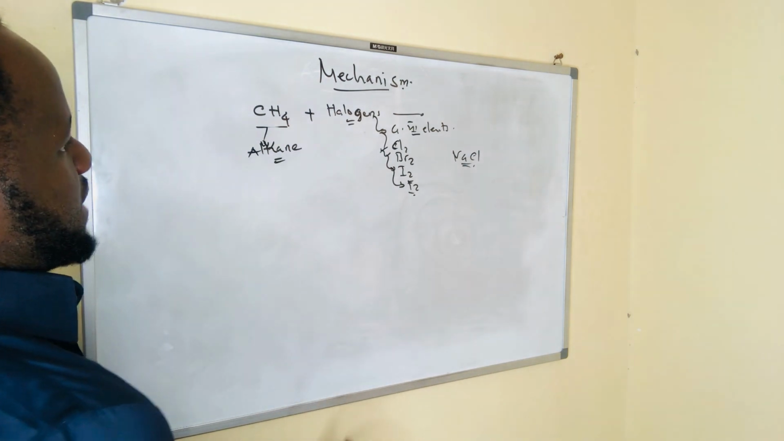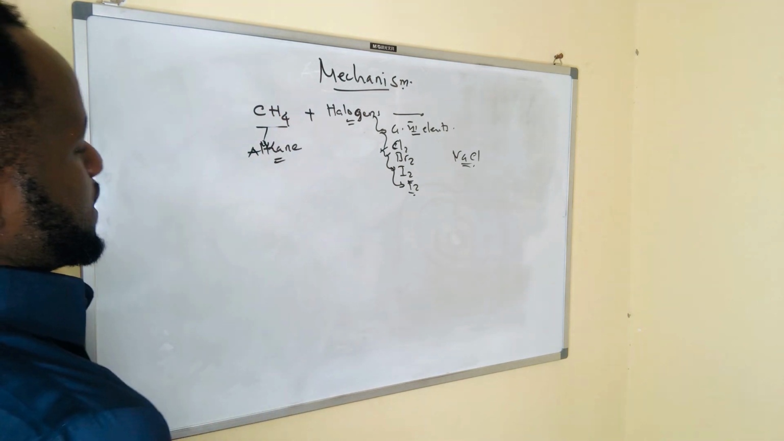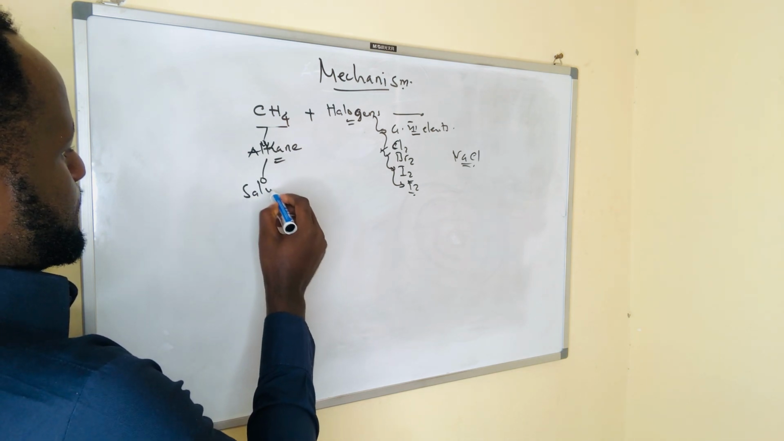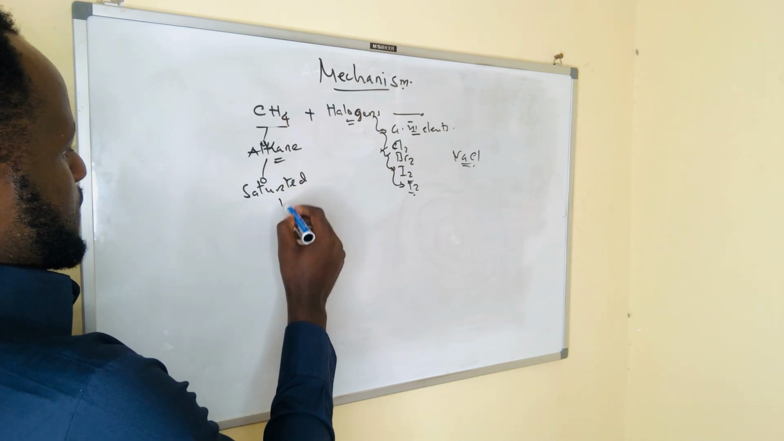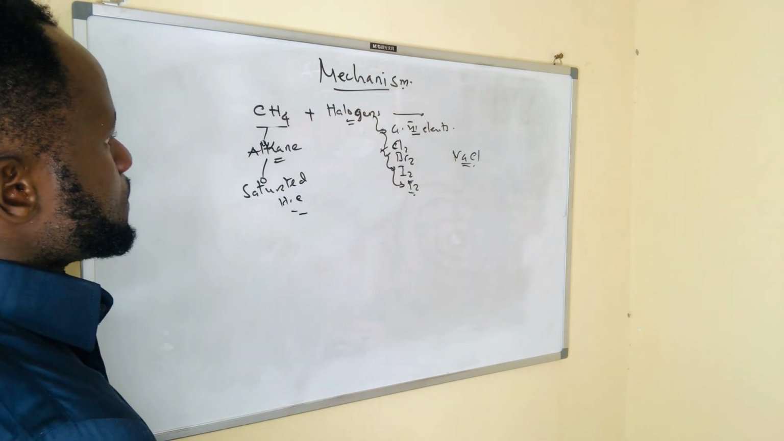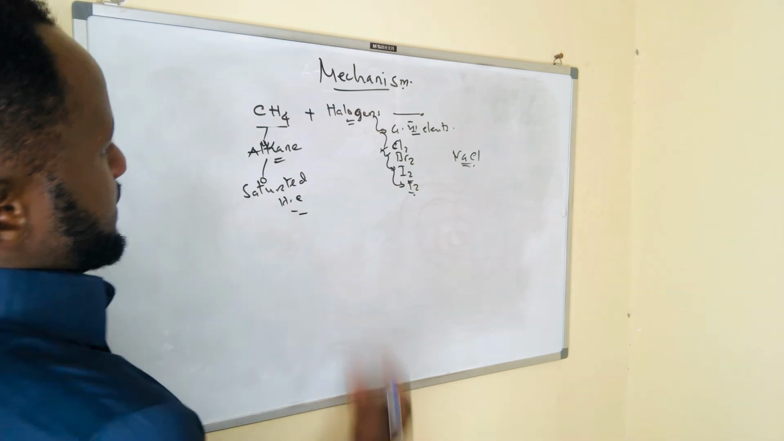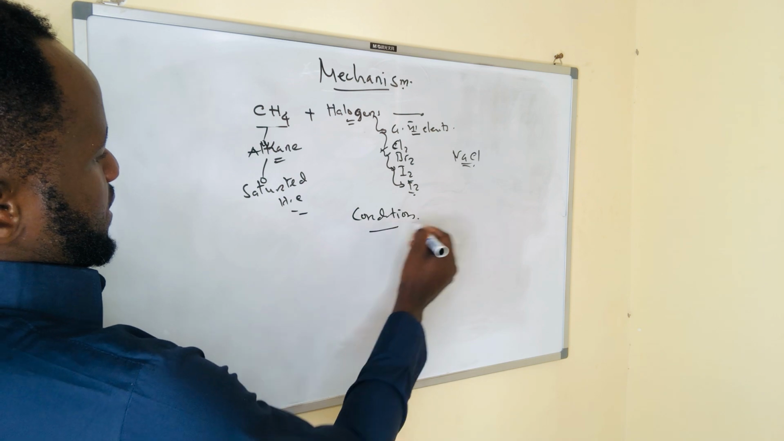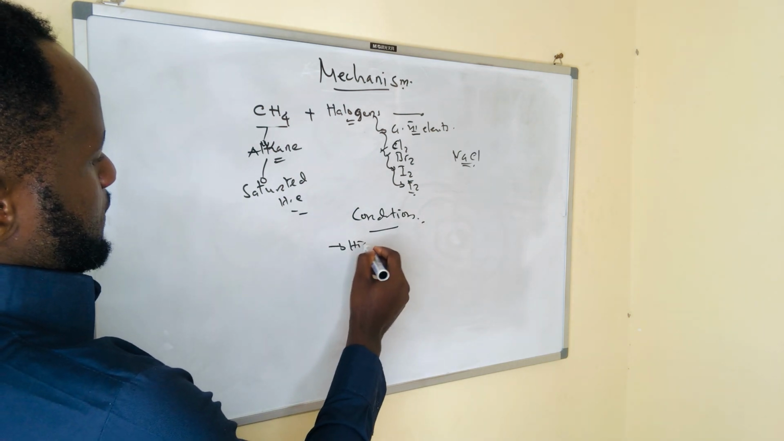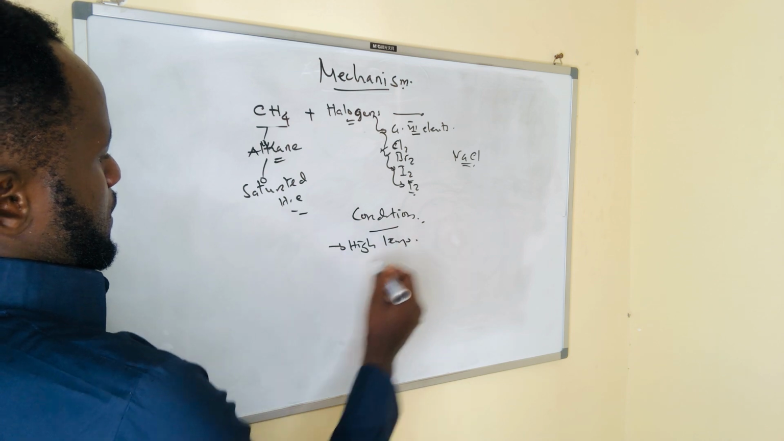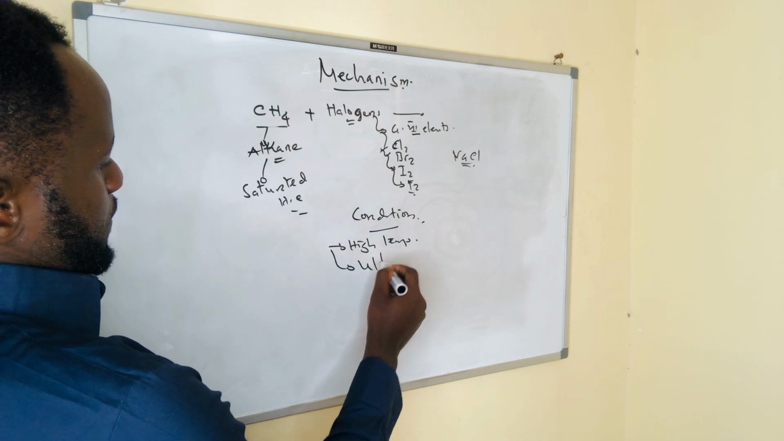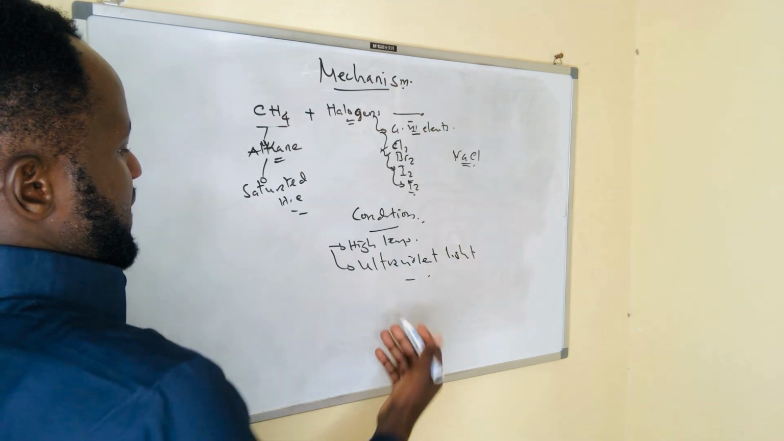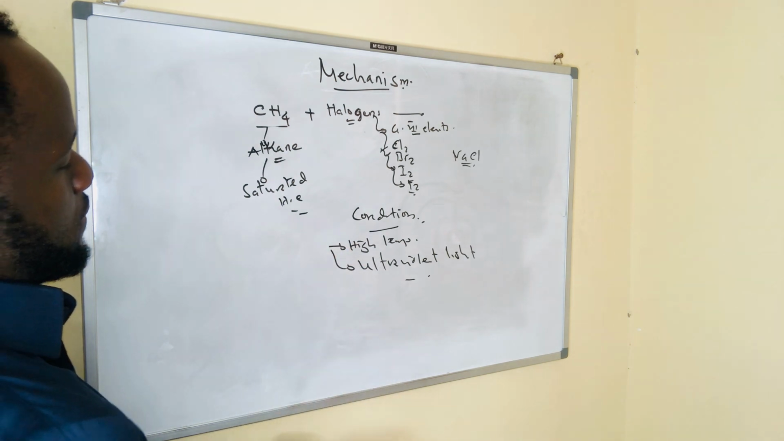Okay, so now we are going to see a mechanism of substitution reaction that occurs between alkane, which is a saturated hydrocarbon, and halogens. But this mechanism needs some conditions, and these conditions include high temperature or ultraviolet light. So we can find a reasoning why we prefer to use these conditions.